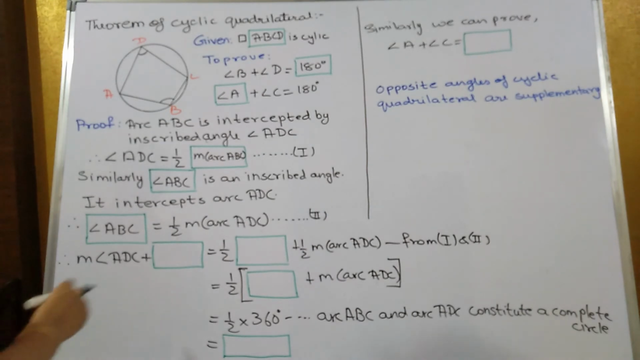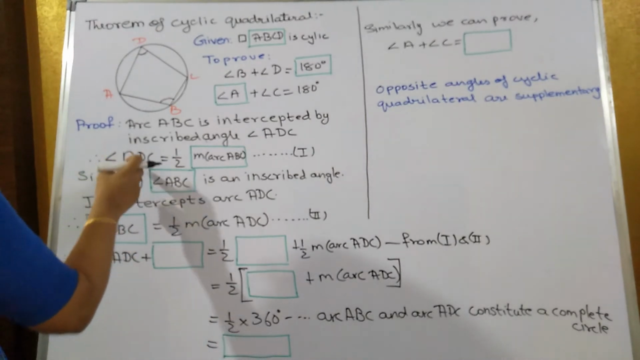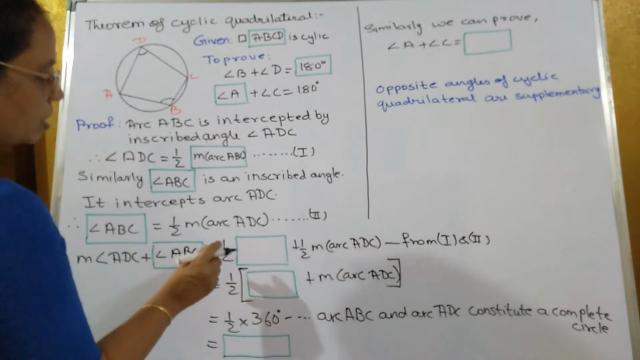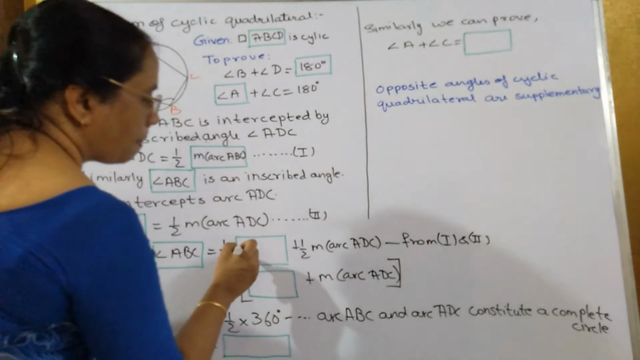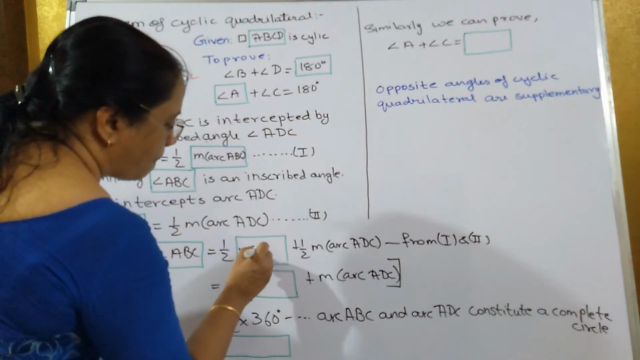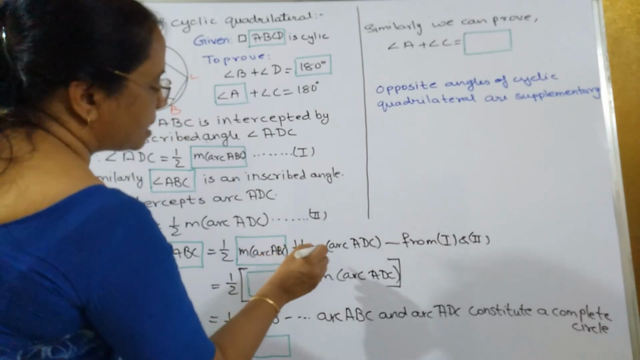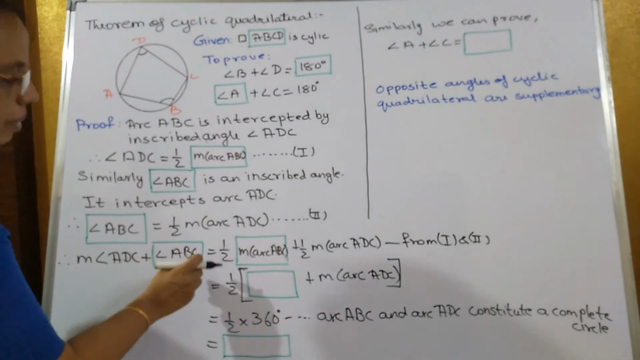Now add this 1 and 2. So what you will get? Angle ADC plus angle ABC is equal to half of measure arc ABC plus half the measure arc ADC. Now take half common and this will be what?